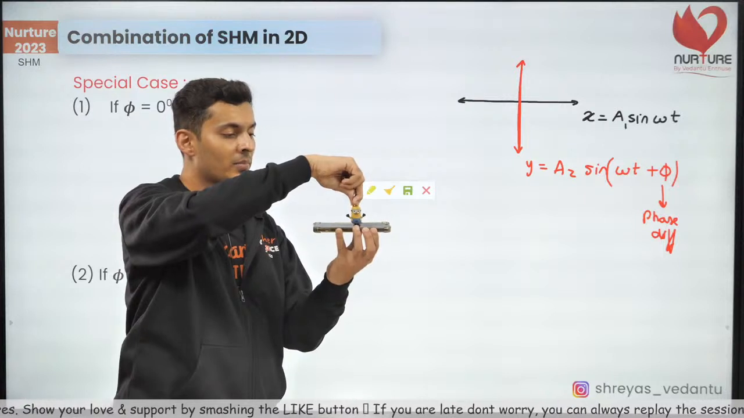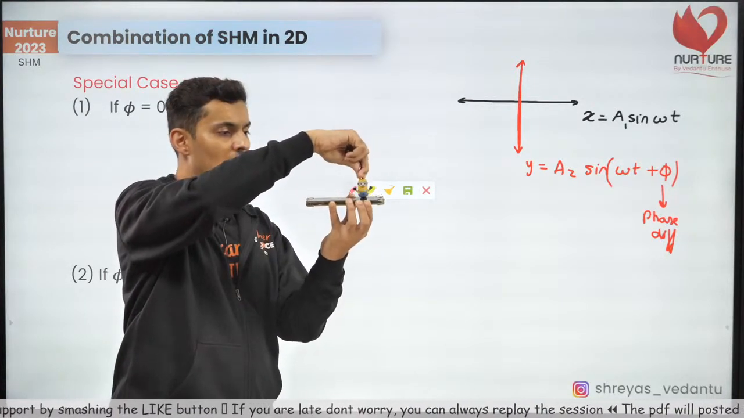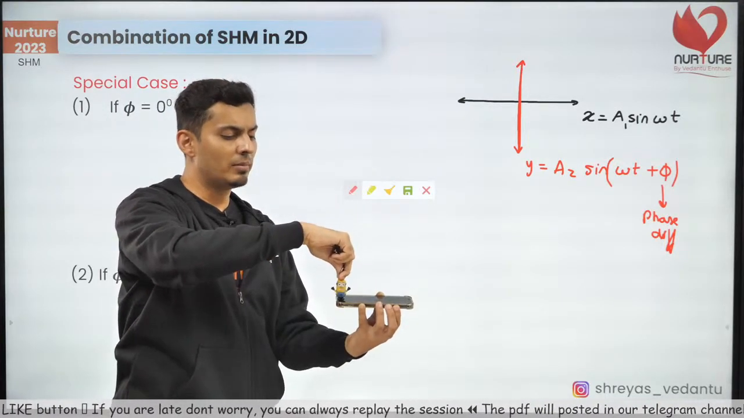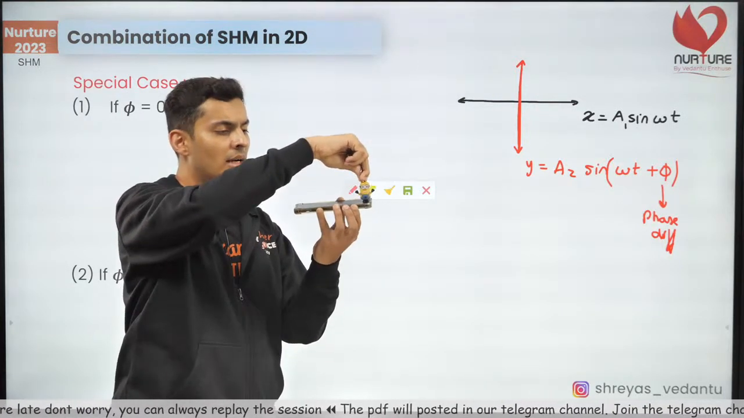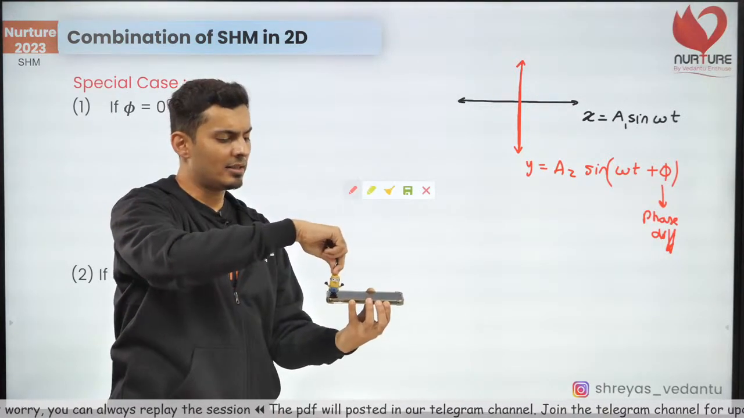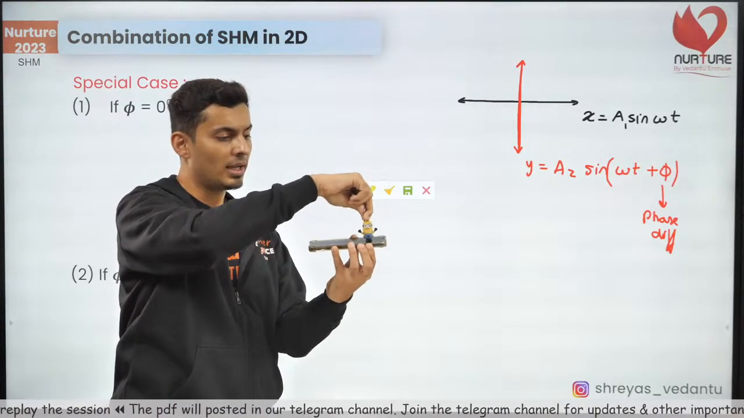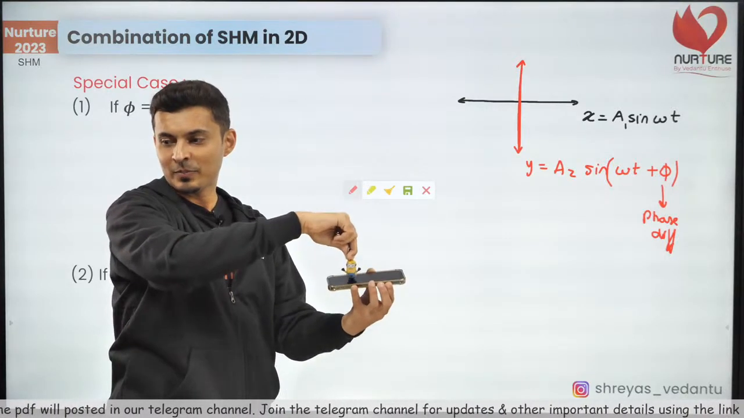I'll do this a little bit fast. Platform goes up, pandu goes right, platform comes down, pandu comes back to mean, platform continues down, pandu goes to the left extreme, and then again comes back to mean. Mean, extreme, mean, extreme, mean, extreme. How does the resultant motion look like? Come on, my warriors. How does the resultant motion look like?